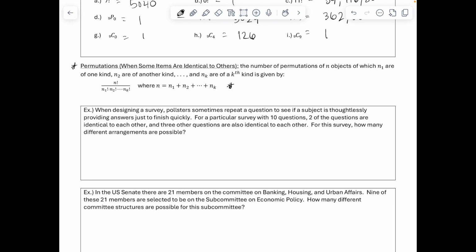So we have a total of 10 questions, so that is our numerator. And we have 10 factorial over. And then the items that are repeating, so there's 2 questions that are identical, so we're going to have 2 factorial times, and then we also have 3 factorial because 3 of the questions are also identical.